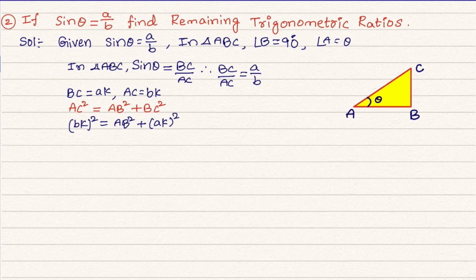Now AK whole square we have to transpose to the other side to get AB square. So here we get AB square is equal to BK whole square, which is B square K square, minus AK whole square, if you transpose that side it will be A square K square. Now from these two we can take K square common. So we get K square into B square minus A square. Now what is AB now?